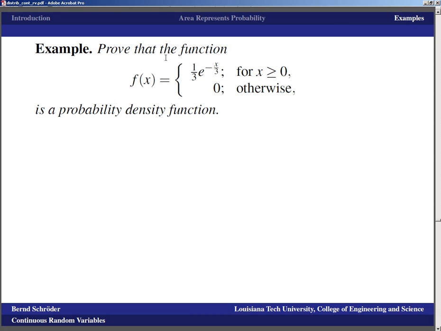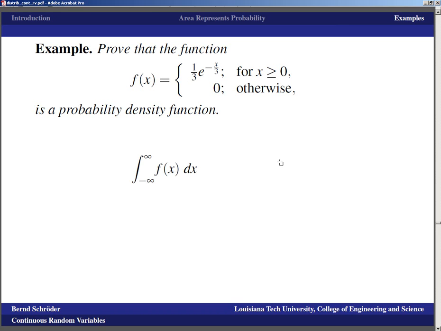So for example, if we need to prove that the function f(x) being 1/3 e to the negative x over 3 for x greater than or equal to 0 and 0 otherwise, so 0 for x smaller than 0, we want to prove that that is a probability density function. Well, there are two steps. One step is typically pretty quick, because you just look at the function and you hopefully see that it's the case, and that is, this function is greater than or equal to 0. 0 is greater than or equal to 0, and exponentials are never negative, so this thing is greater than or equal to 0.